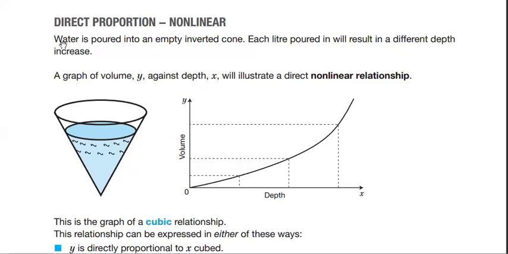In this video, we're going to talk about direct proportion, nonlinear. Now, we need to understand the difference between linear and nonlinear relations. Linear means a straight line and the powers are power of 1. Nonlinear means the powers are not power of 1. This means it can be squared, it can be cubic, whatever power they give us in the question. This is the meaning of nonlinear relationship.